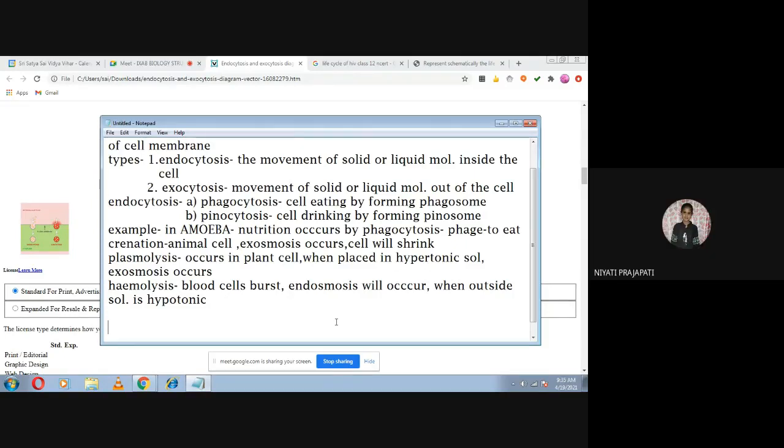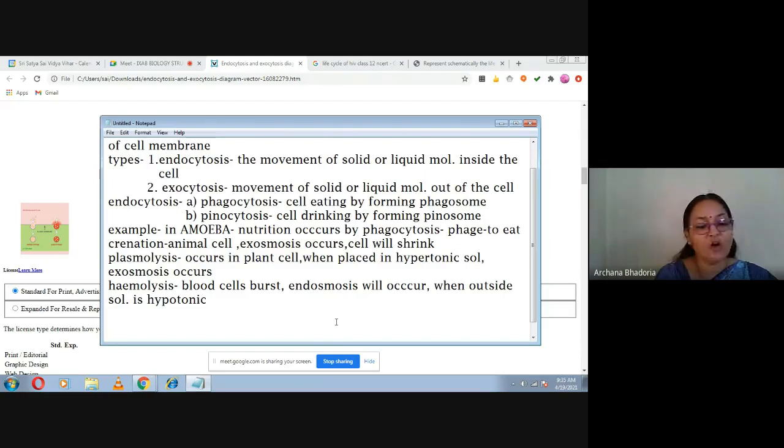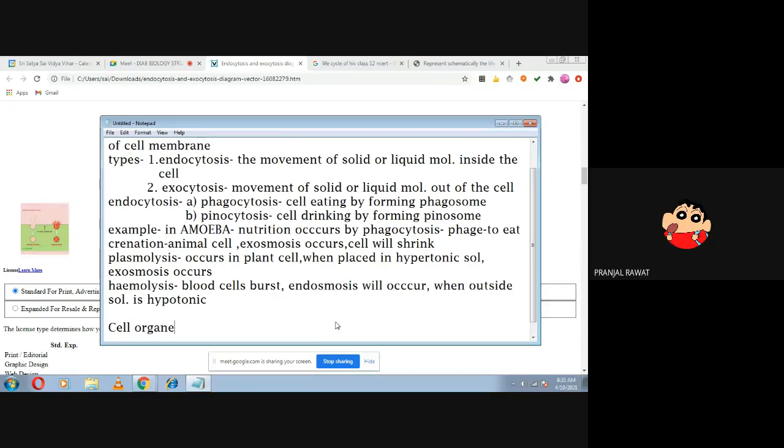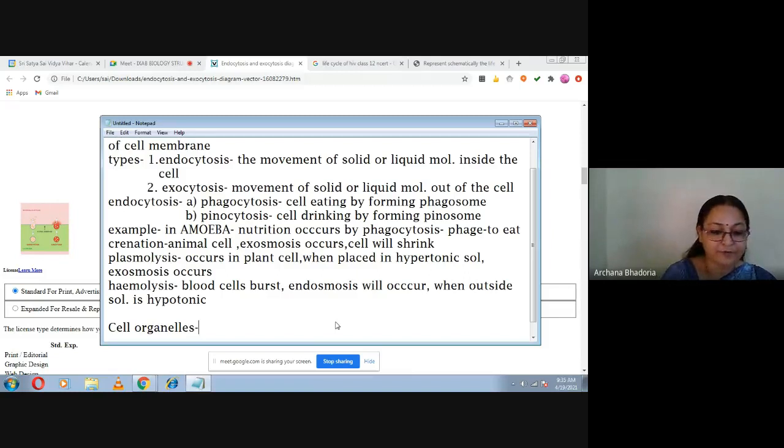Yes, ma'am. Now we are starting with the cell organelles. You can write down the subheading, cell organelles. Okay, so first of all, we'll pick up a very important structure of the cell, that is the nucleus. Is it clear?